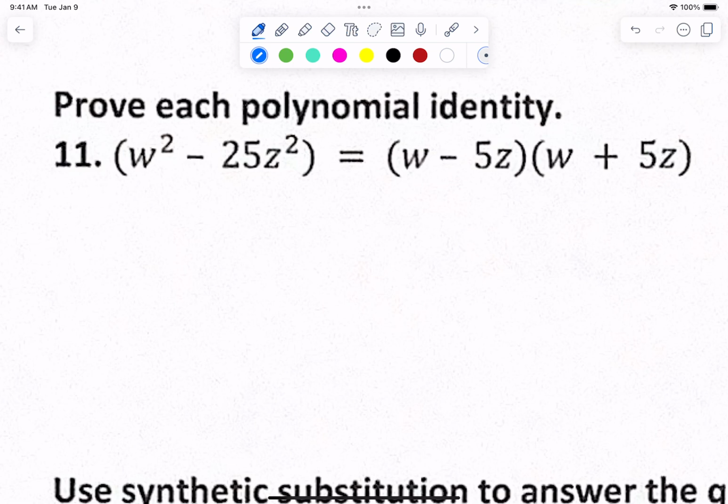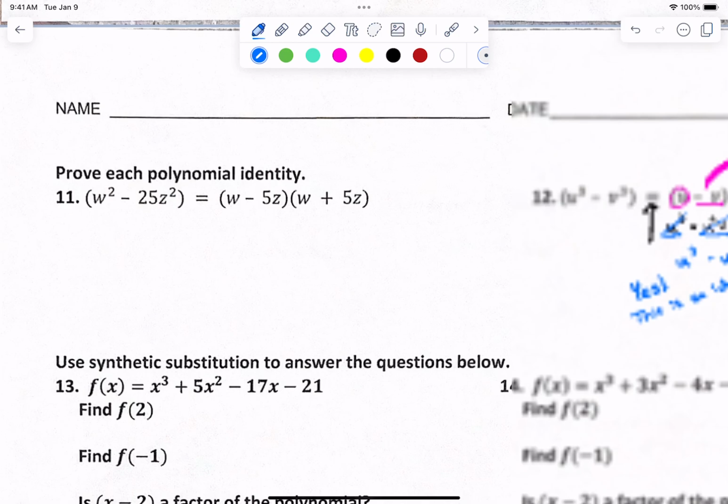Yes, ma'am. Do I just foil it out? Yes. We did number 12 while you were gone.